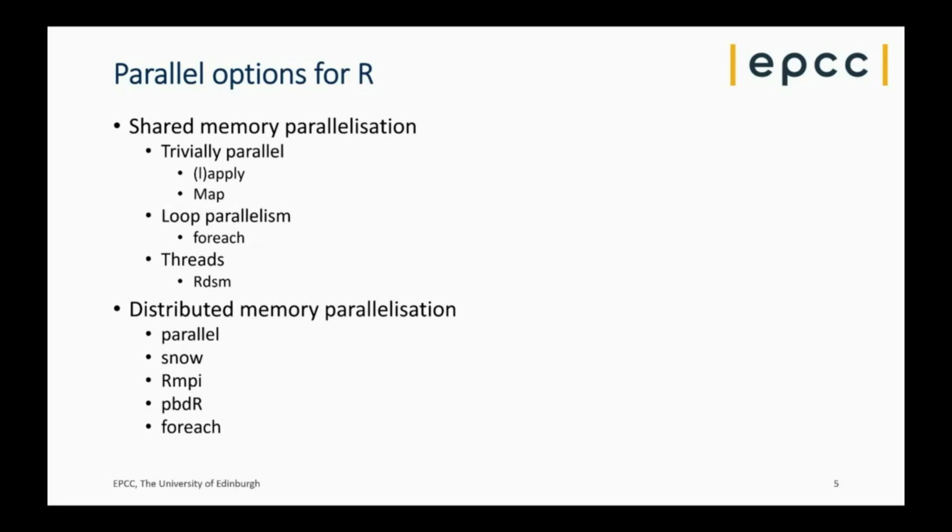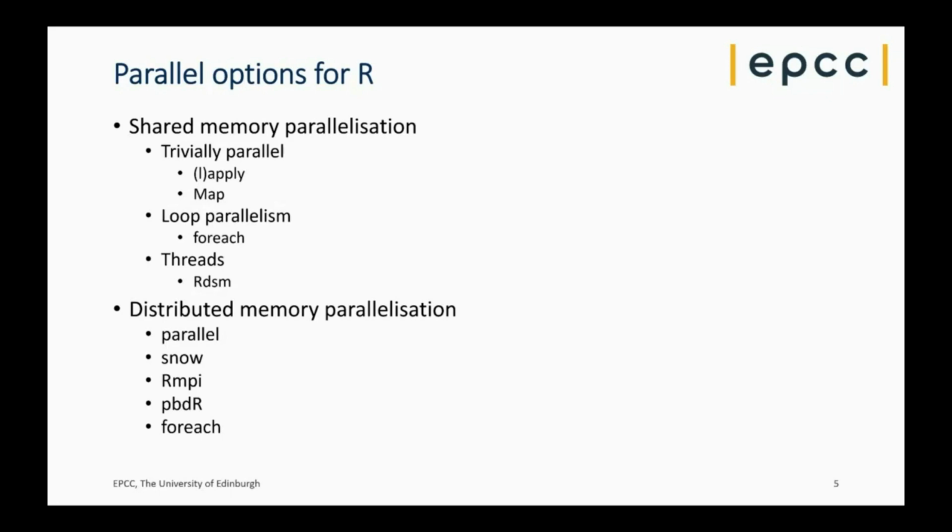There's also loop-based parallelism, so for each, where you can distribute that across workers as well. And then there's more heavyweight or more functional threaded parallelism using something called DSM, distributed shared memory. That's a library. And then if we want to go across distributed parallelism, so using multiple nodes, using multiple servers at once, there's a number of different ways to do that.